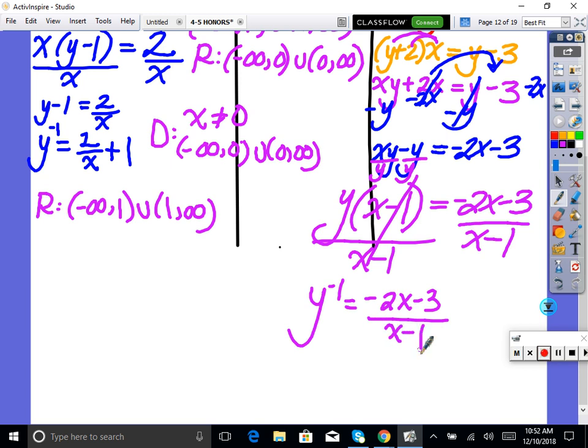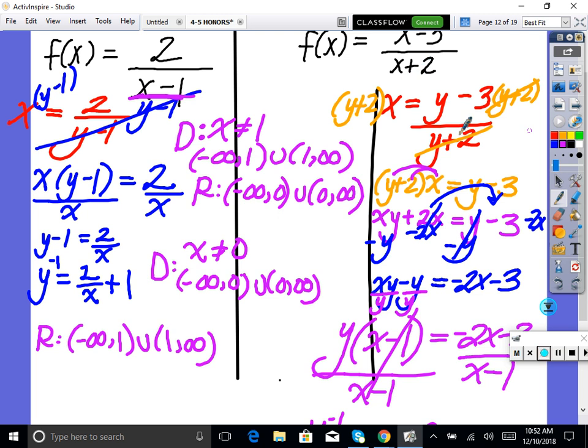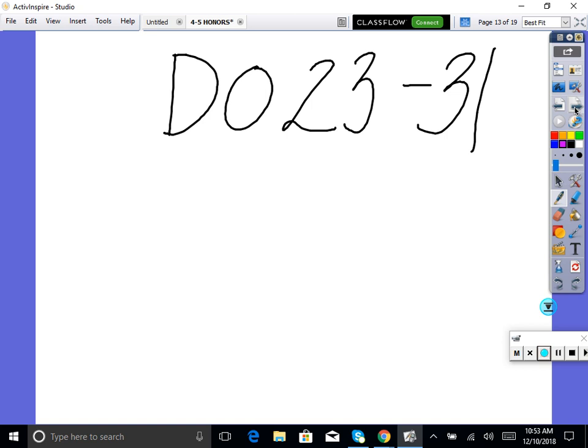And then the domain and range for those, the easiest way is to find the domain of this. x can't be 1, and x can't be negative 2, and then you know each other's range. Okay, go to the homework and do some of these.